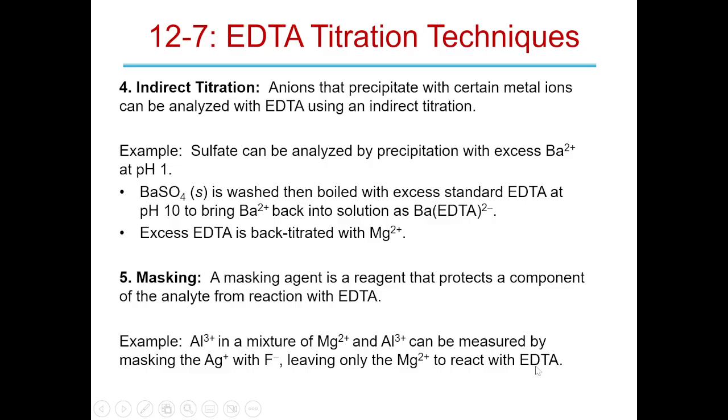Essentially, you're using the difference in precipitation or the difference in complex binding constants, the KFs, okay? You're finding something that binds to one much better than the other and binds strongly enough that the EDTA can't just pull it out. And the name pretty much explains it all, right? You're masking it so it doesn't show up.